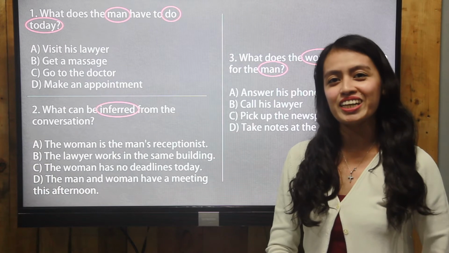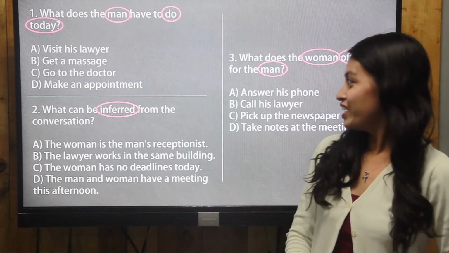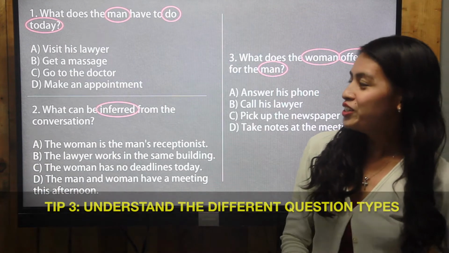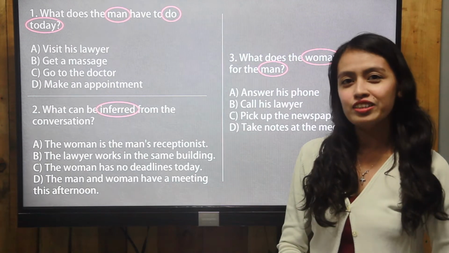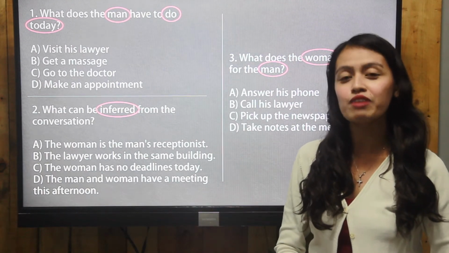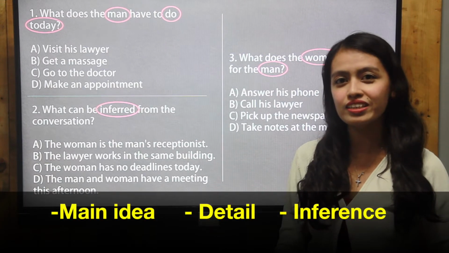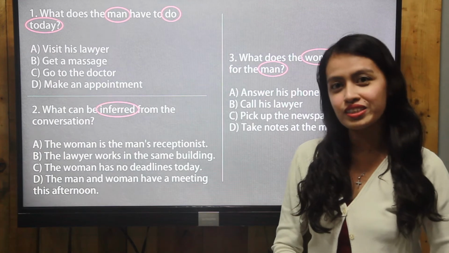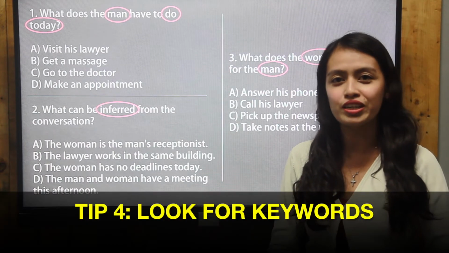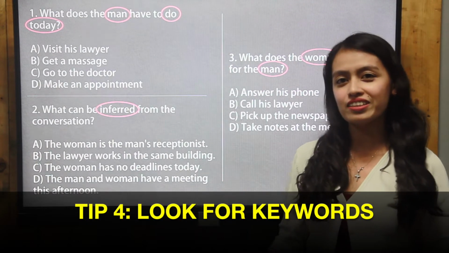Let's have another technique. For this part, you have to understand the question types. In Part 3, you have 3 question types. We have what we call main idea, detail, or inference questions. So you have to understand the types of questions and look for keywords. Let's take a look at this example.